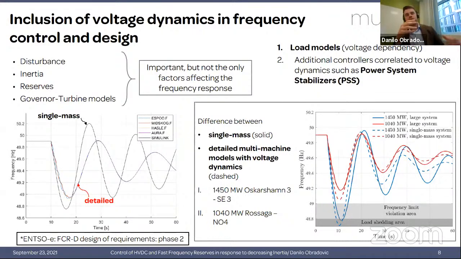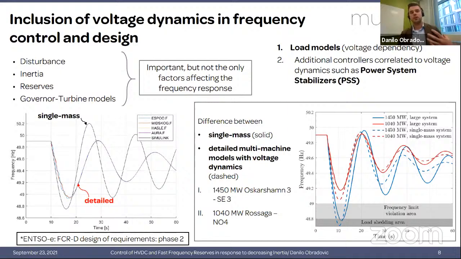On the left side, in the NC report, you can see this comparison, but we also did it ourselves in our system, where we compare the response of a single mass system and a detailed multi-machine model that takes voltage dynamics into account. For two different disturbances, you can see the difference in response. Even more, there is a difference depending on the disturbance location, meaning it matters where the disturbance is in the system.